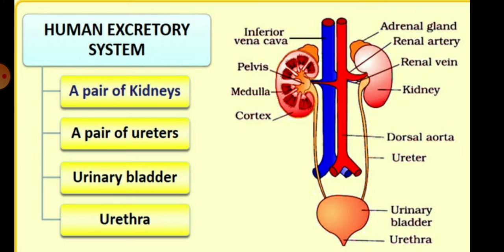So first, children, you can see in this diagram there are two kidneys. The outermost part is called the cortex and the innermost part is called the medulla. The pelvis is present in between the kidney. After that, the kidneys are joined with the two ureters, and the ureters open into the urinary bladder, and the last part is the urethra.